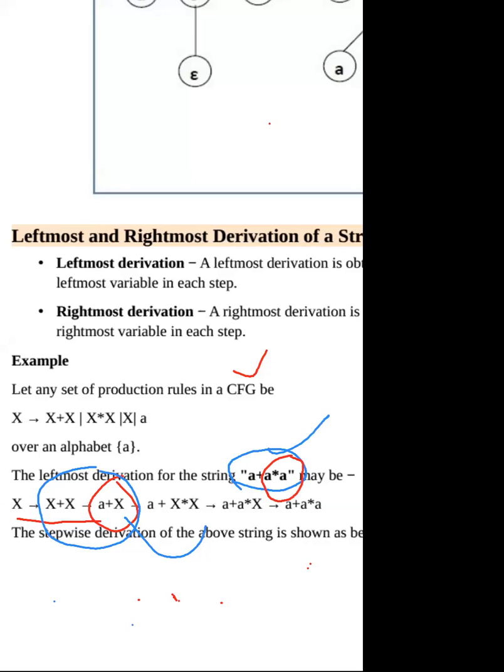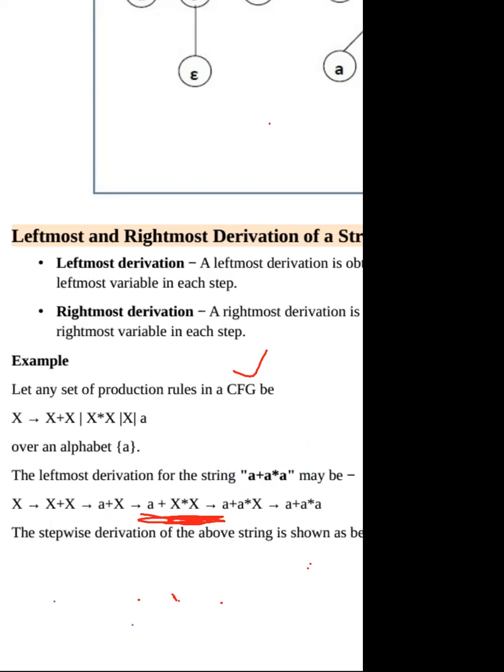To get a into a, we now replace this x. Replace this x by x into x. Got it? Right? To get just a into a, we replace this x by x into x. Now we have a plus x into x.